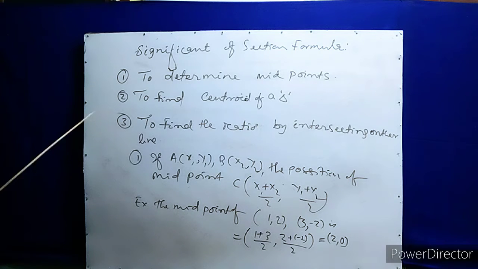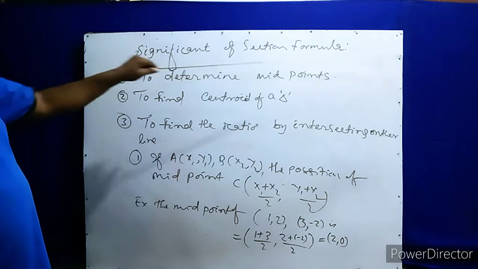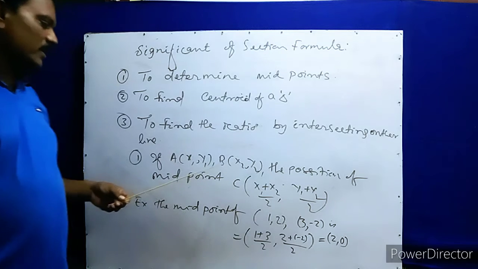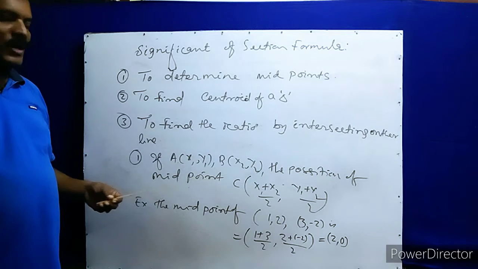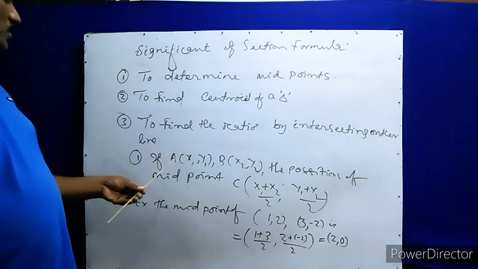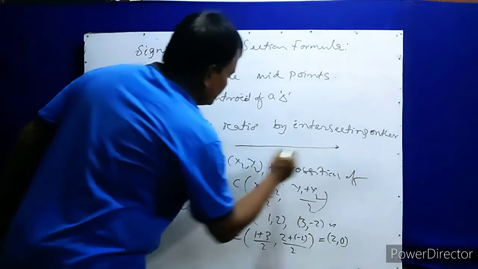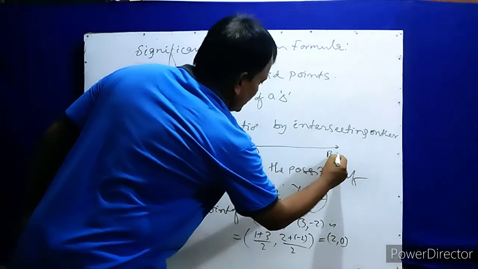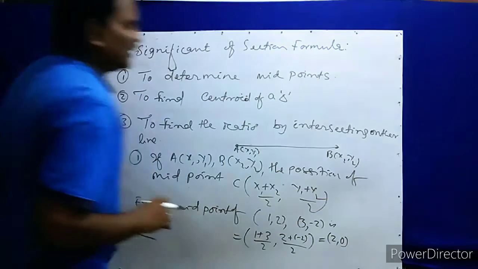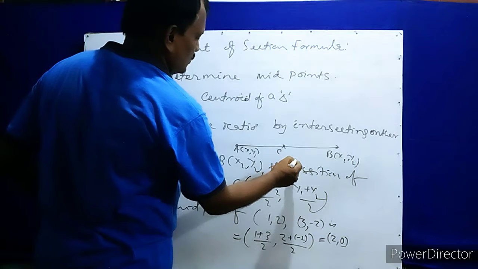So let us discuss the significance of the section formula. Significance means the use of the section formula to determine the midpoint of any 2 points. For example, A and B are any 2 given points. We have to determine the midpoint between A and B. Suppose the position of A is x1 y1. Suppose you look at this figure. Here A position is given x1 y1 and B position is given x2 y2. Here the positions of 2 points are given, and we have to find the midpoint. Midpoint C, suppose this one.